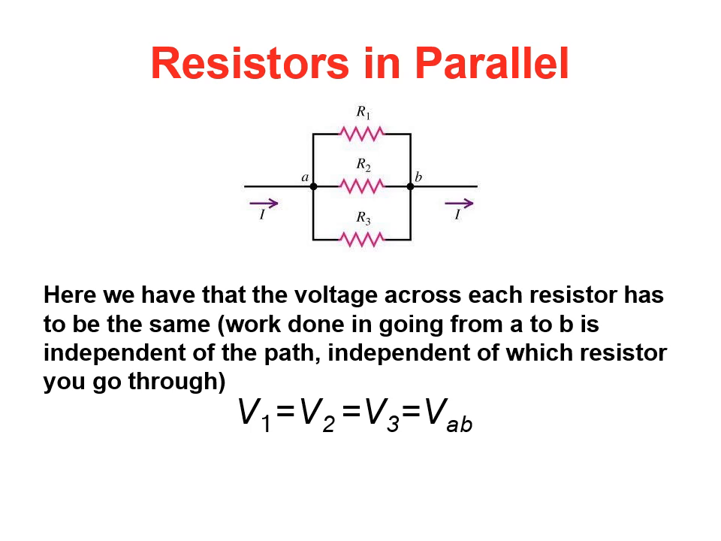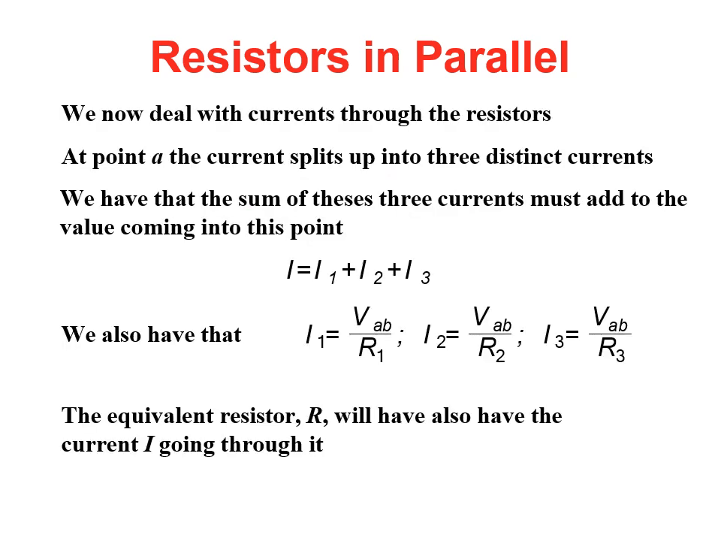If you have a voltmeter and you connect it across A and B, we're actually measuring the voltages of the three resistors. So resistors in parallel will always have the same voltage. The current is the one that will split into three. Now, dealing with the currents, at point A, the current would split into three distinct currents. We have that the sum of these three currents must add up to the value coming into this point. So I total is equal to I1, which is the current in resistor 1, plus I2, current in resistor 2, plus I3, which is the current in resistor 3.